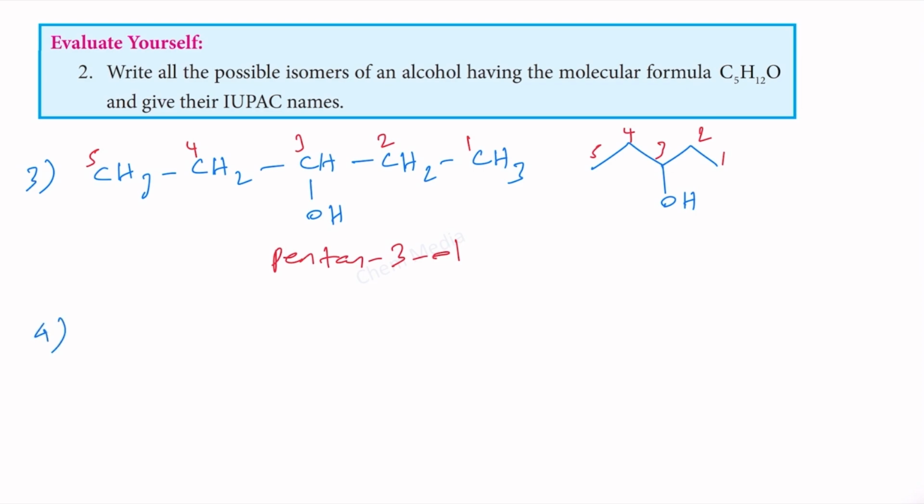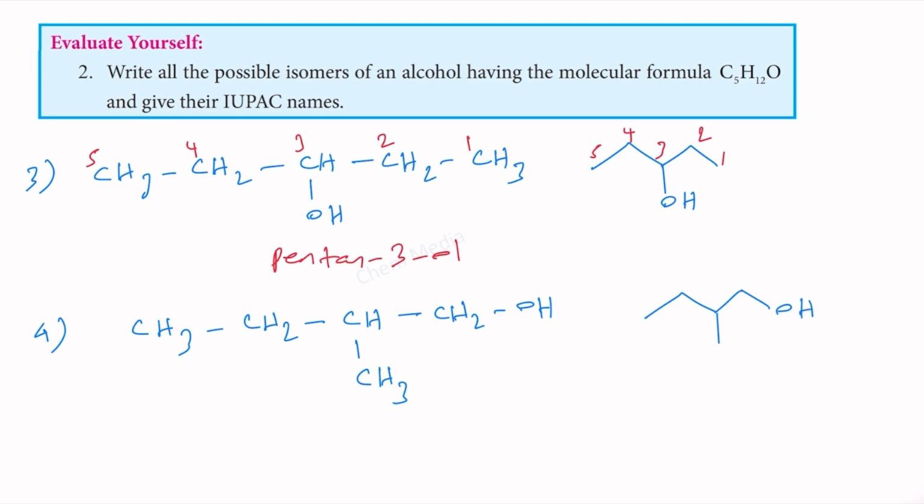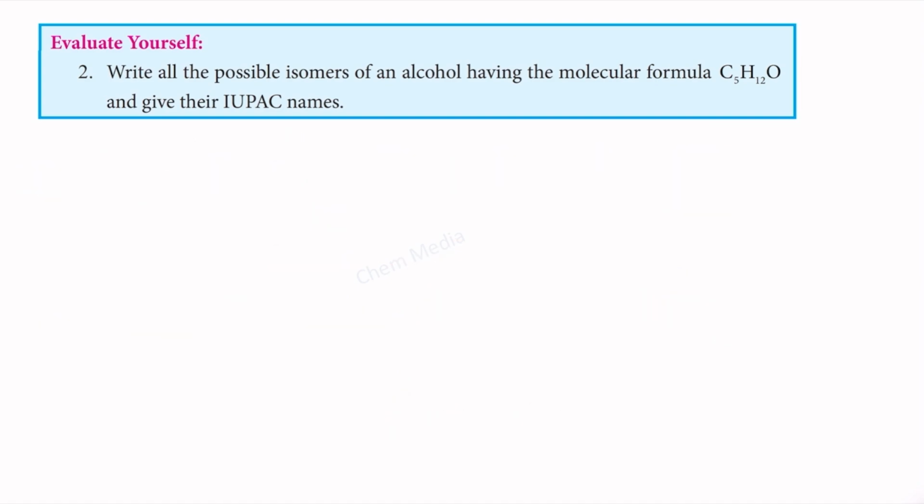So, number 4, let us write the butane chain, that is CH3, CH2, and then CH, and then one methyl group, and then CH2OH. The corresponding structure in bond line notation will be 1, 2, 3, 4, and then the alcohol functional group, and then at 2 position 1 methyl group. This is 2-methyl butane 1-ol.